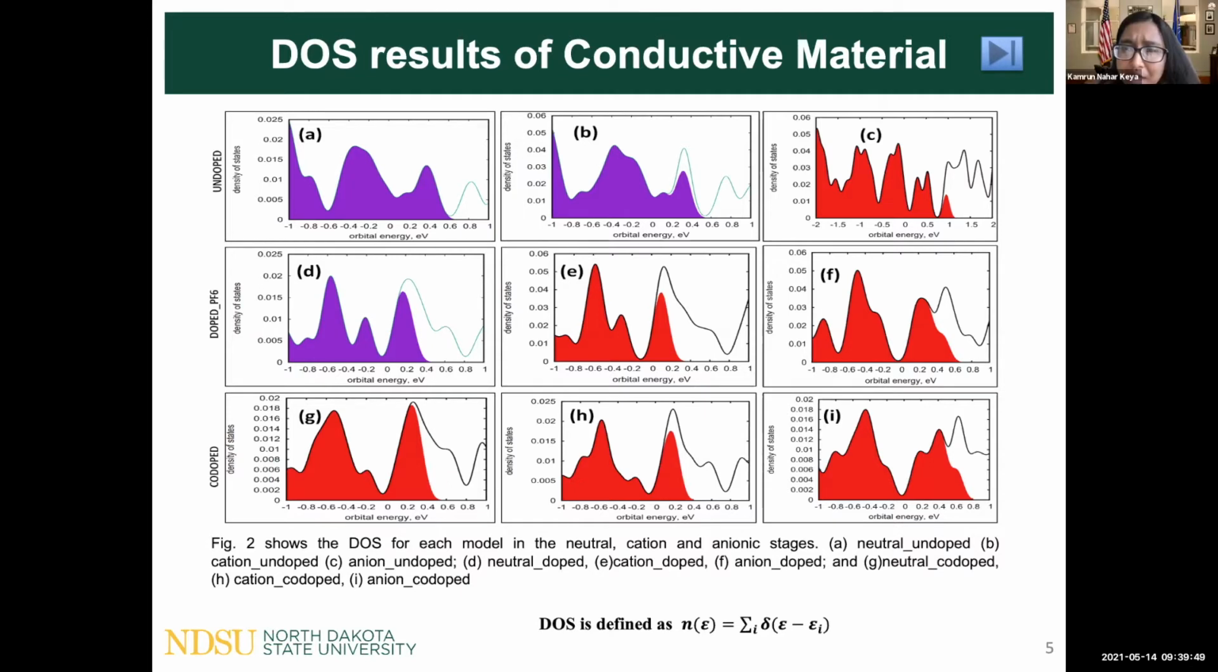Please read the second question. How do your calculated gaps agree with experimental values for this material? I didn't check the experimental things. It's just a computational part. If I have a chance, I need to check that later, because I have no knowledge of it. I need to check the experimental part.